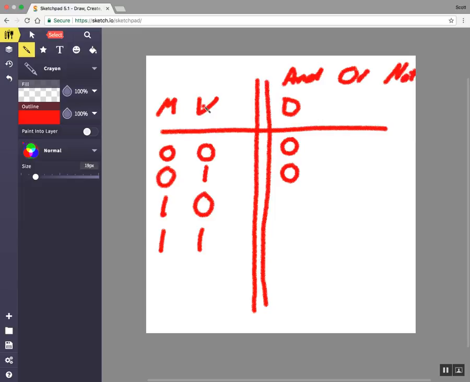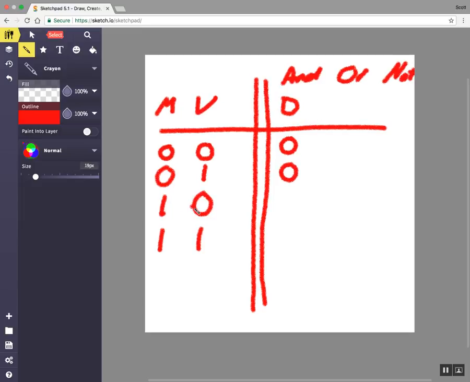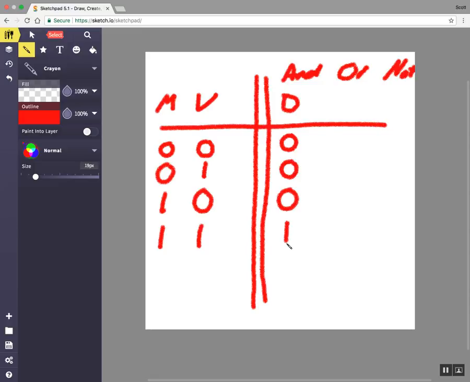Next one, meat and vegetables, dessert. Well, she did eat her meat, but she did not eat her vegetables. Sorry, Katie. Again, that's a 0. No dessert. Aha! Meat and vegetables, then dessert. She did eat her meat, she did eat her vegetables, so yes, she gets a dessert.